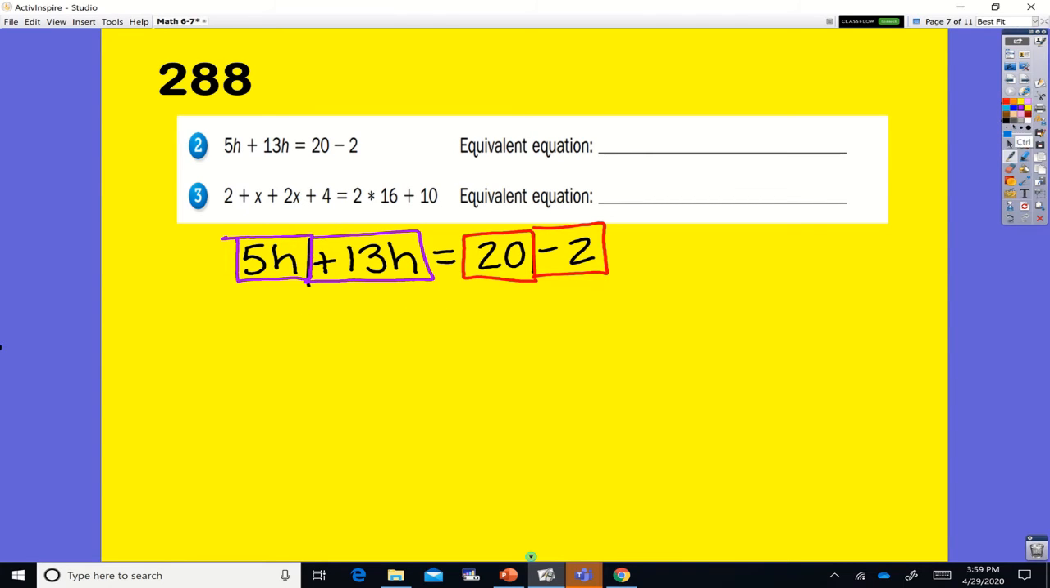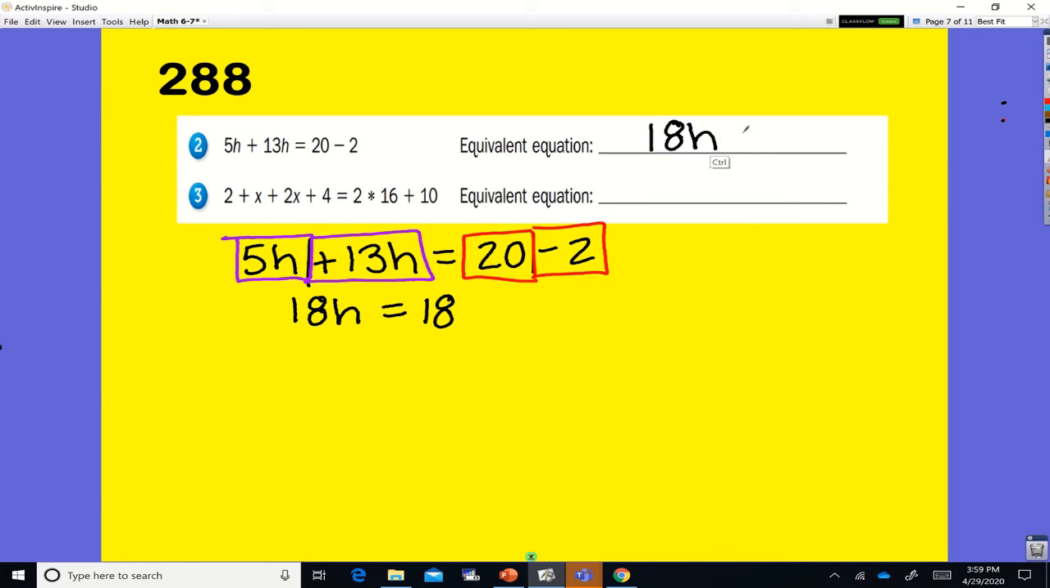So now I look at this, and on this side of my equation, 5h plus 13h gives us 18h. 20 minus 2 gives us 18. So what we're going to write here first, equivalent equation, is just 18h equals 18. That's all we're going to do.